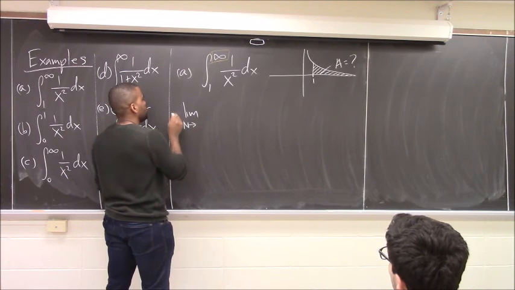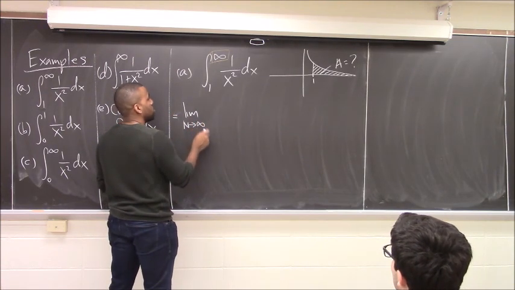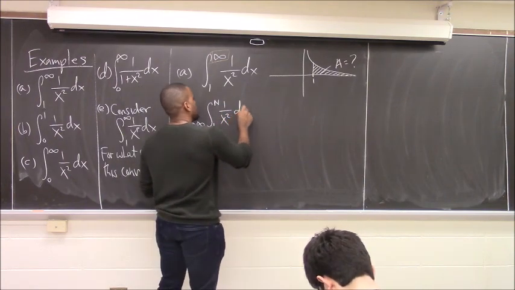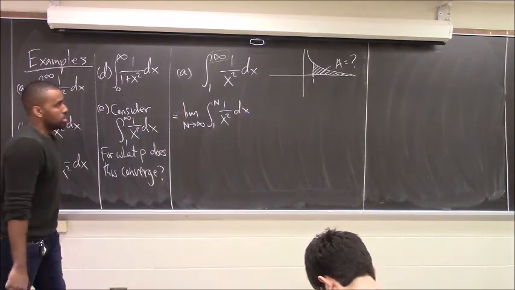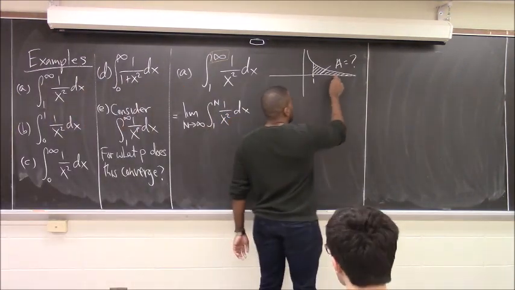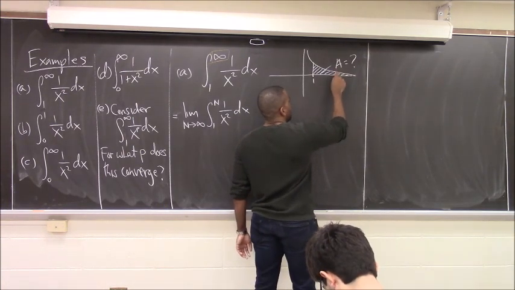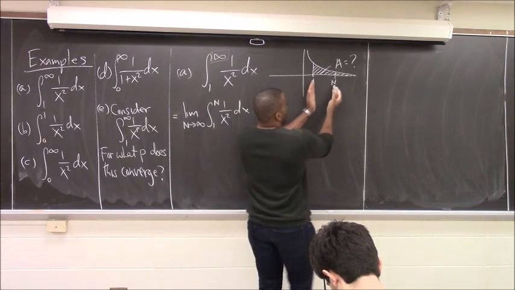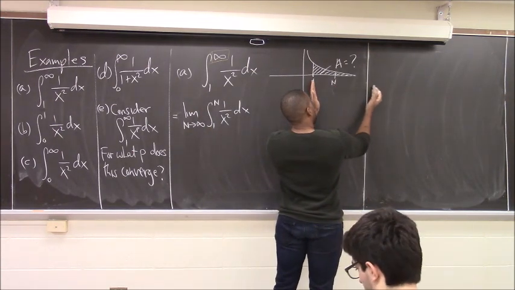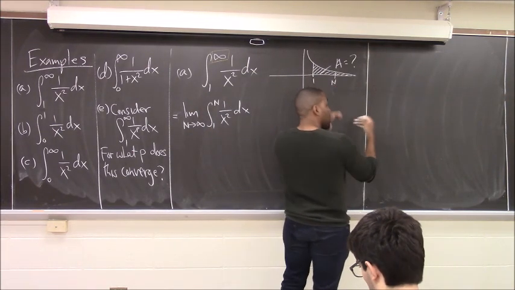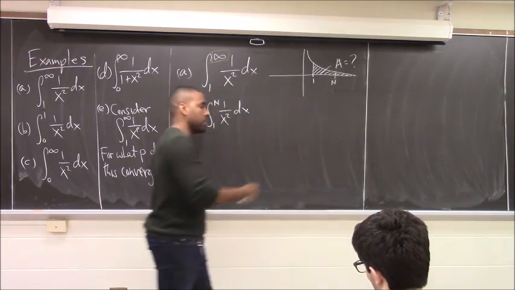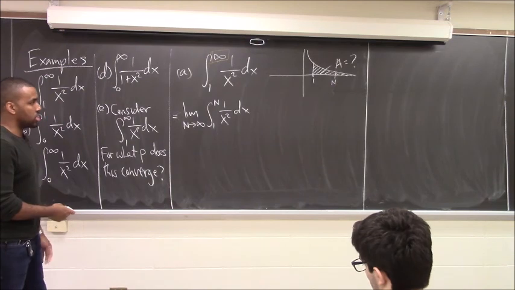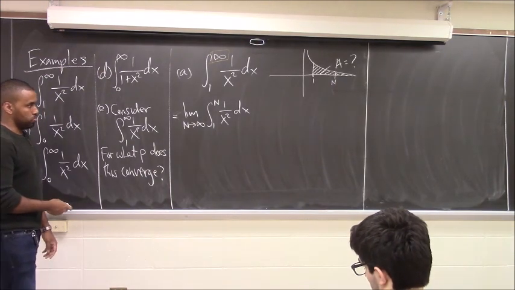So I'm going to let n approach infinity of the integral from 1 up to n of 1 over x squared dx. So in other words, I pick another point, call it n, some finite distance away, and I'm computing this area, and all I do is push the n further and further away, and so I'm accumulating area as n goes off to infinity, and we want to see, does this ever actually stop somewhere?